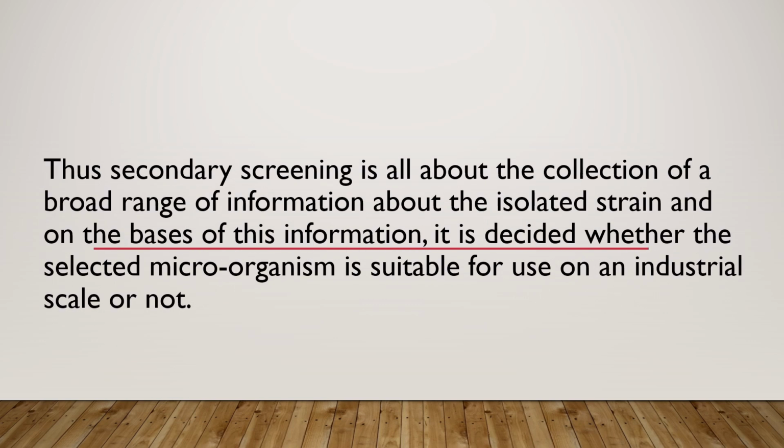Thus, secondary screening is all about the collection of a broad range of information about the isolated strain, and on the basis of this information, it is decided whether the selected microorganism is suitable for use on an industrial scale or not. So, in this secondary screening procedure, the isolated organism is screened by using various techniques, and after the results are obtained, it is decided whether this organism is suitable for industrial use or not.